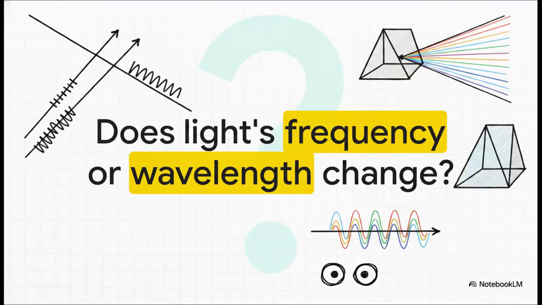I'll leave you with this final, provocative, board-level question to really test the foundation we just built. When light enters a new medium and changes speed, does its frequency or its wavelength change? Hint, only one survives intact. Drop your answer in the comments. Rely on the core concepts we just mastered and keep exploring the amazing physics of our universe.